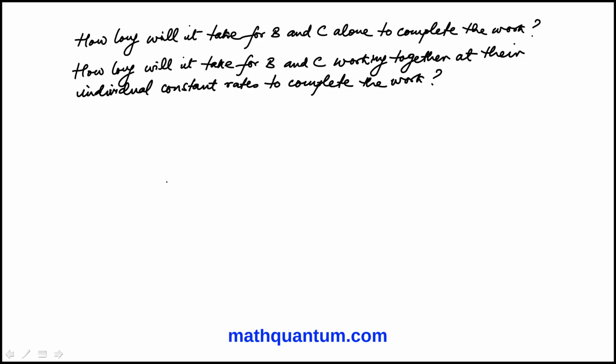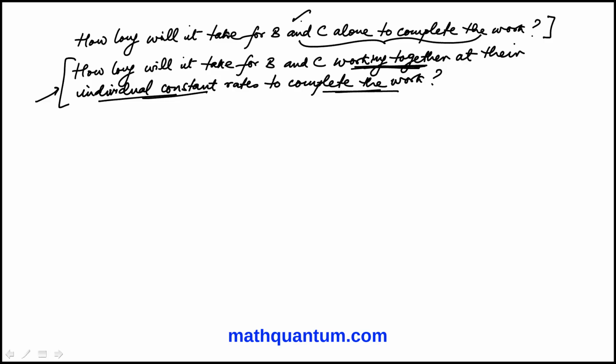So in this question, I want to make a comment about the question in the main stem where they're saying, how long will it take for B and C alone to complete the work? I think this is ambiguous. I would instead phrase the question along these lines: how long will it take for B and C working together? I think this is key. That needs to be there, at their individual constant rates, to complete that work.